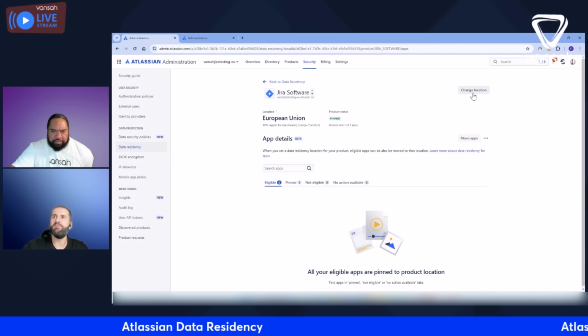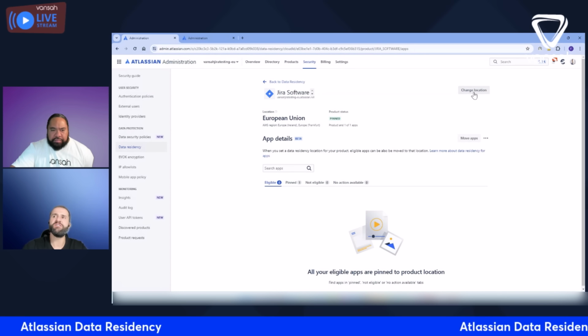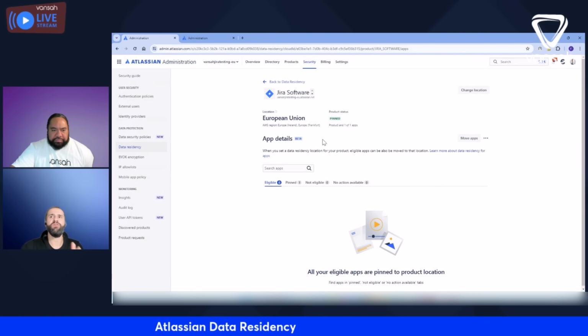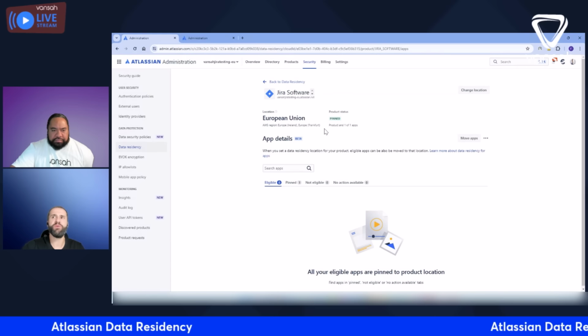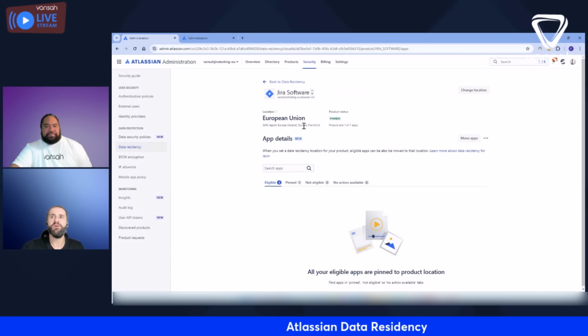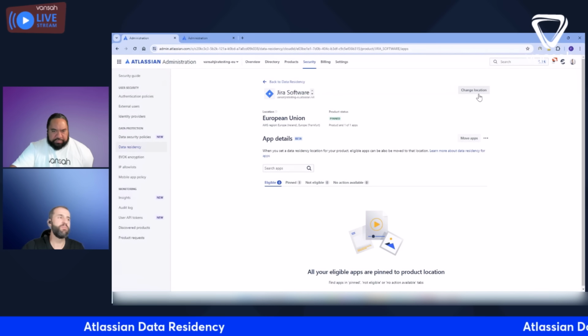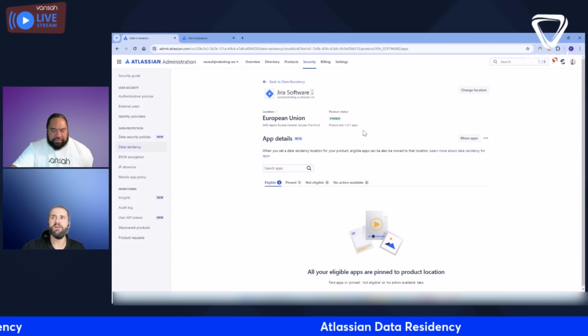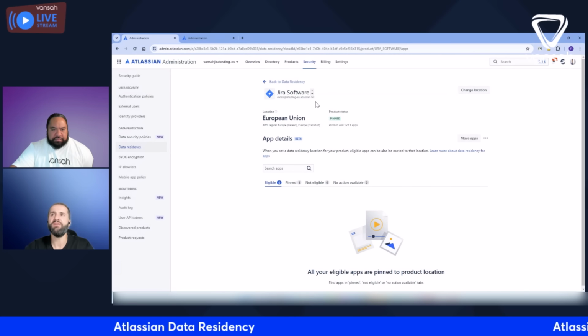At the moment, if you want to see what other locations are available, you click on change location, and we'll go through this in a second in terms of how to move your Jira product from a pinned location to another pinned location. If it's not pinned, it would be the same process, but you're changing it from the default global region to a region you want to pin to.